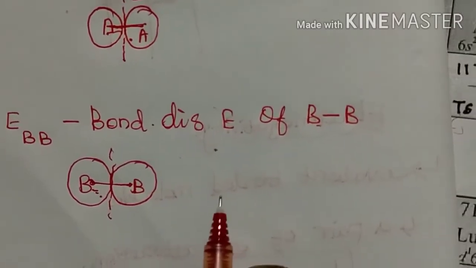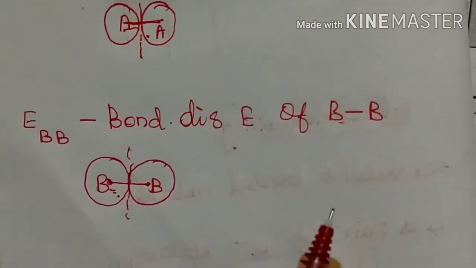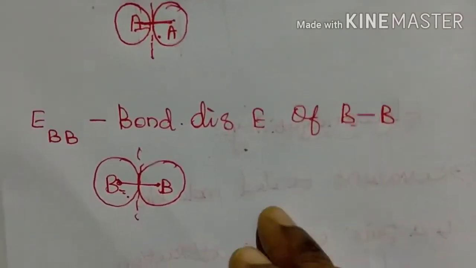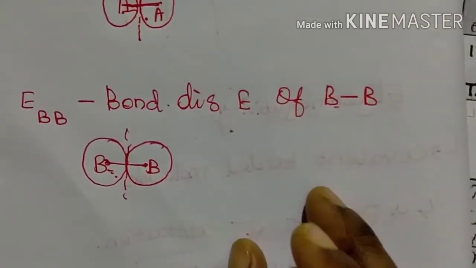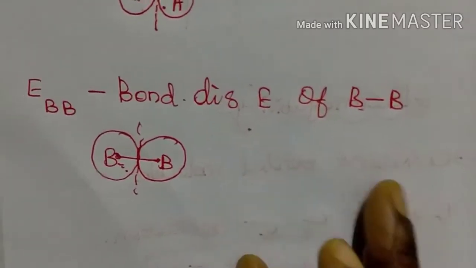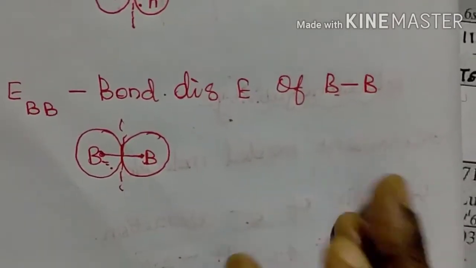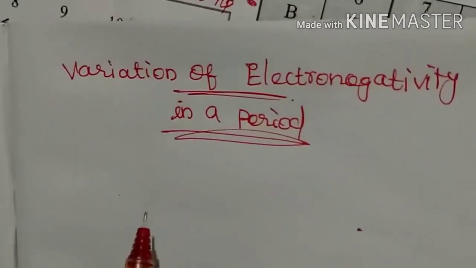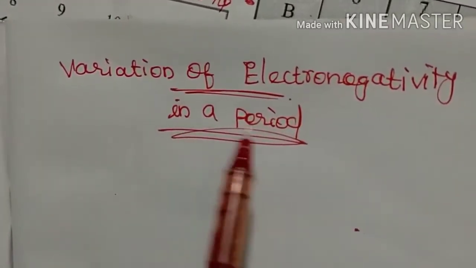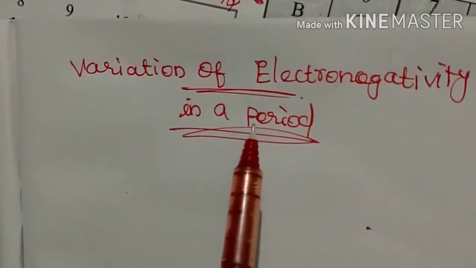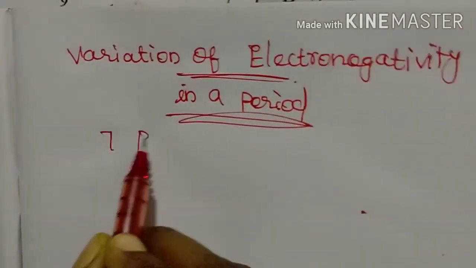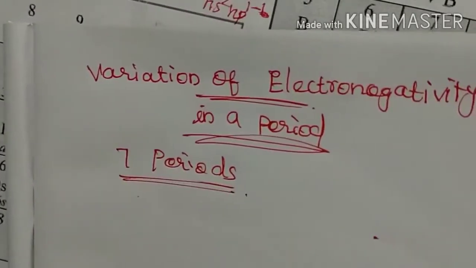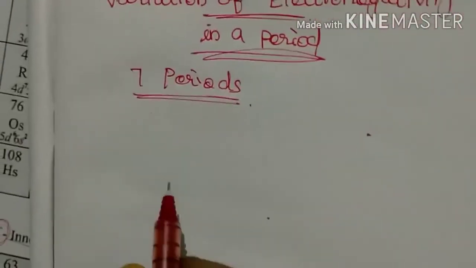So electronegativity of a molecule is mainly calculated by the nature of the bond. Mainly it is a covalent bond, and the electronegativity values play an important role in calculating or predicting the nature of the bond. Here we have the variation of electronegativity in a period. Totally 7 periods. So how does the electronegativity differ in a period?